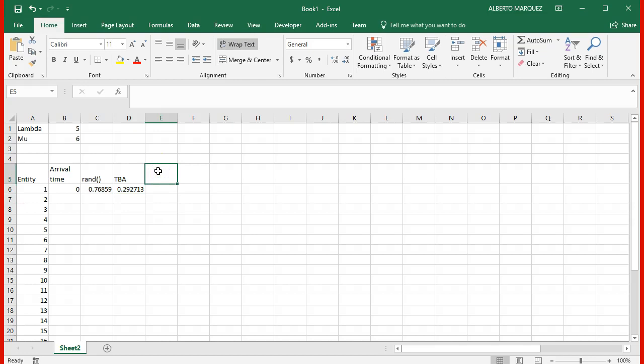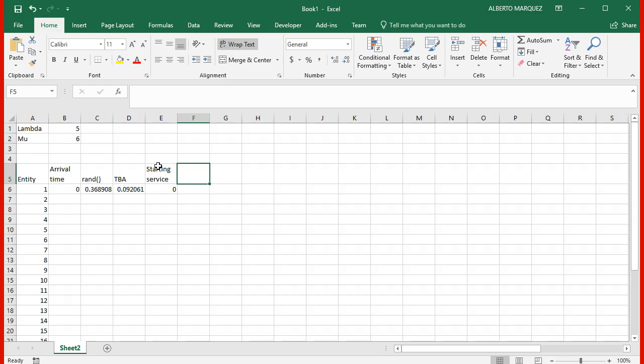Once we have that, now we need to define when the entities arrive and start service at the server. Because it's the beginning of the simulation, there is no other entity in the system. So for the first entity, the starting service time is just the same as the arrival time, just for this one. And then we need to determine the total service time for when the server is processing this entity.